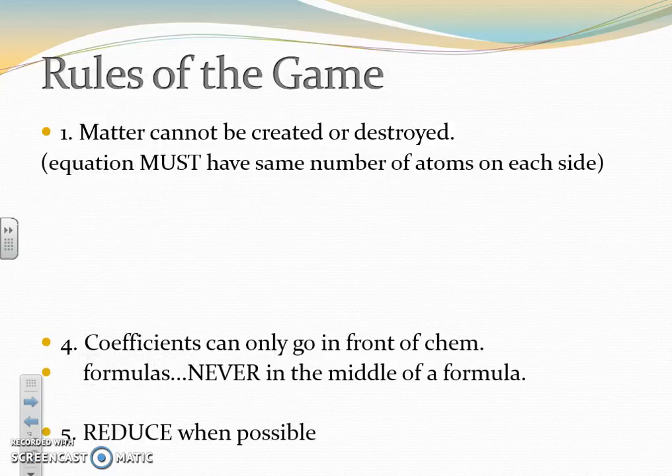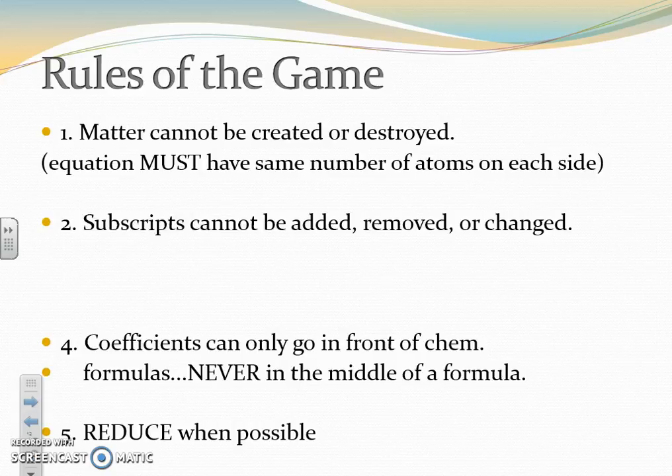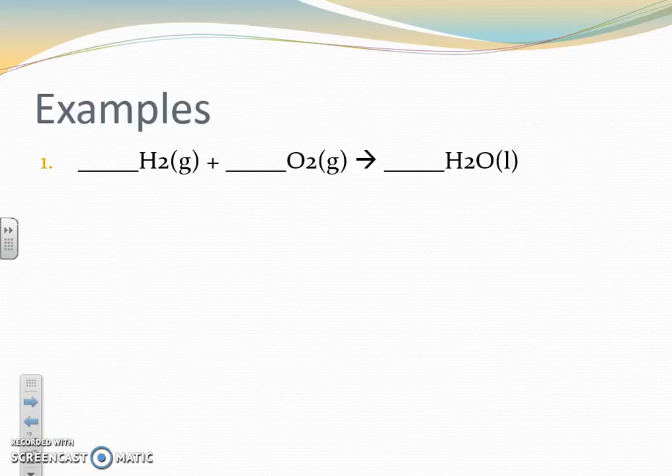All right, so rules of the game: matter cannot be created or destroyed, so that tells us we have to have the same number of atoms on both sides. The second one, like I said, subscripts cannot be added, removed, or changed. You do not mess with them, which leaves us only messing with the coefficients. They always go in front, they never go in the middle, and then reduce when possible. And I'll show you an example here.